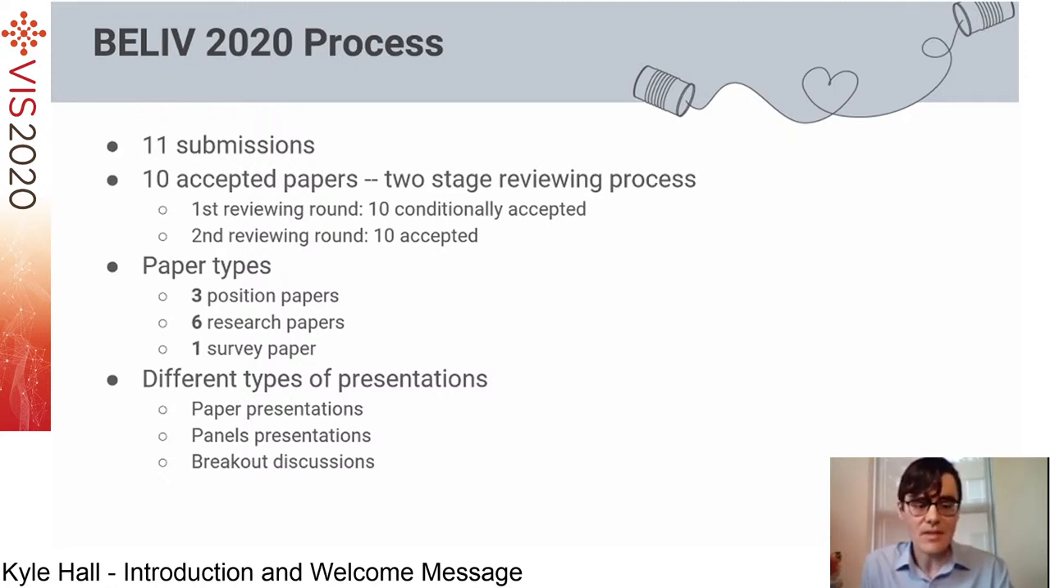Now, BELIV has always encouraged a variety of paper types. This year was no different. We had 3 position papers, 6 research papers, and 1 survey paper. And today we will not just focus on the research, position and survey papers. They are fantastic. We will also augment this with panels and breakout discussions.